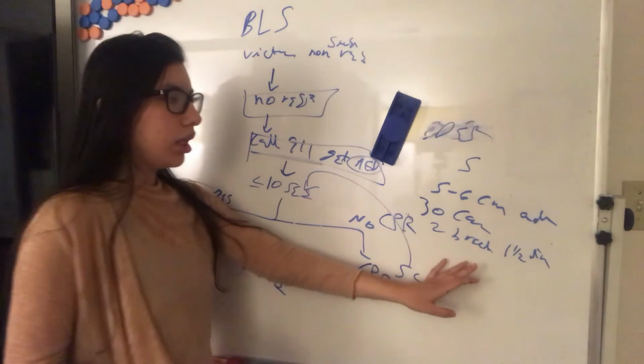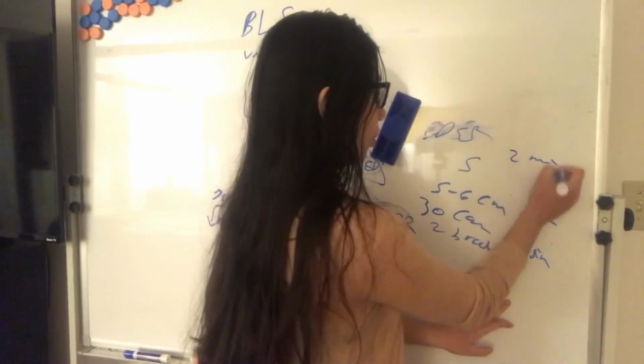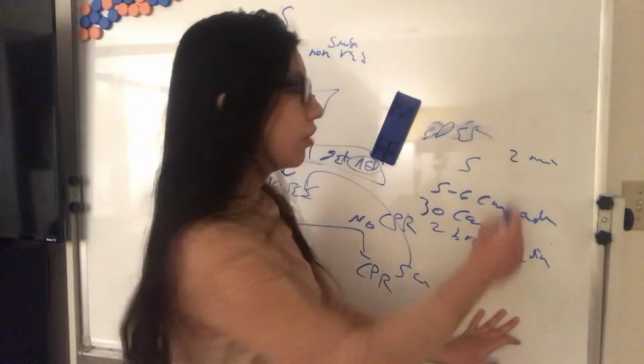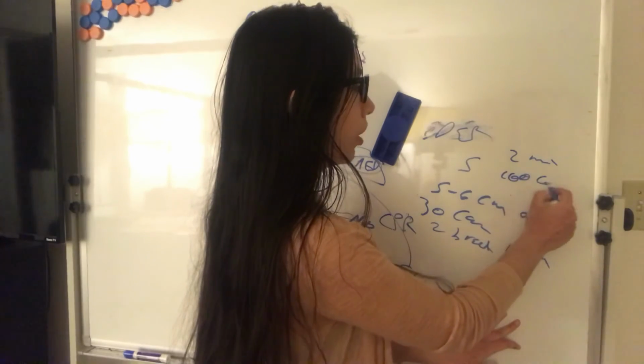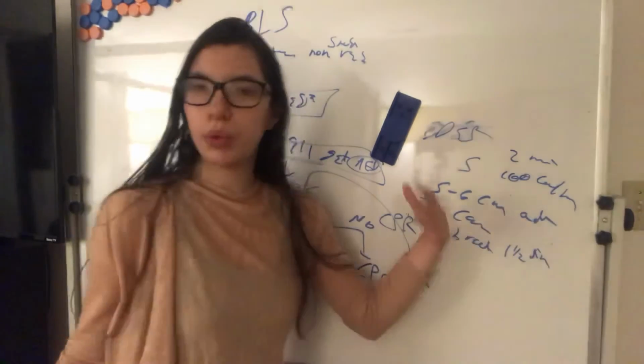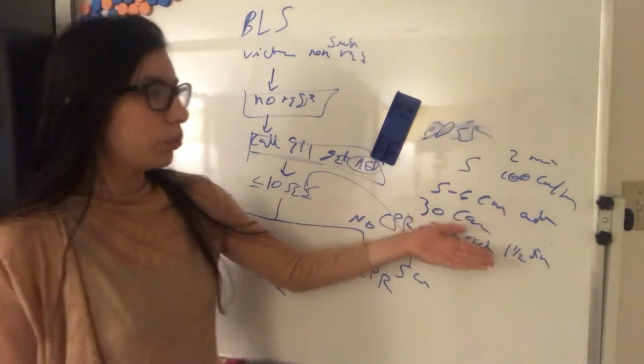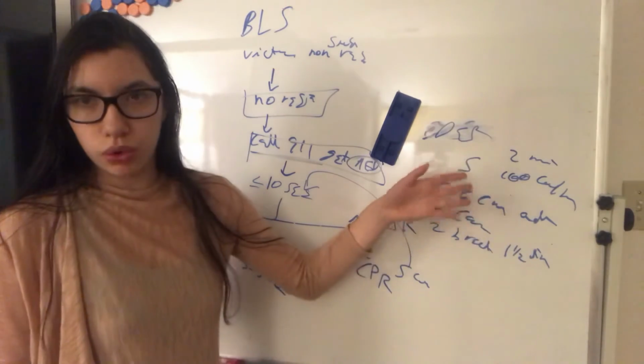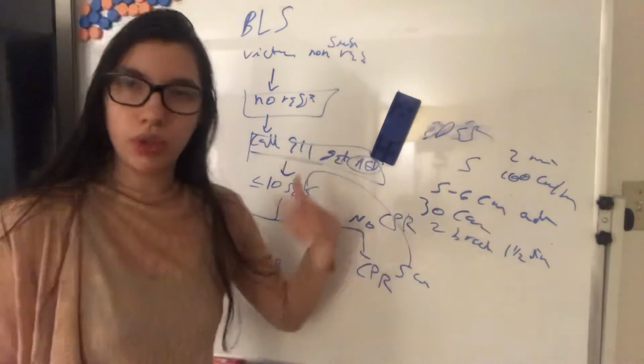5 cycles last about 2 minutes, because you are going to do it at a frequency of 100 compressions per minute. It's between 100 and 120, so it's approximately 2 minutes. So every 2 minutes you are checking the patient.